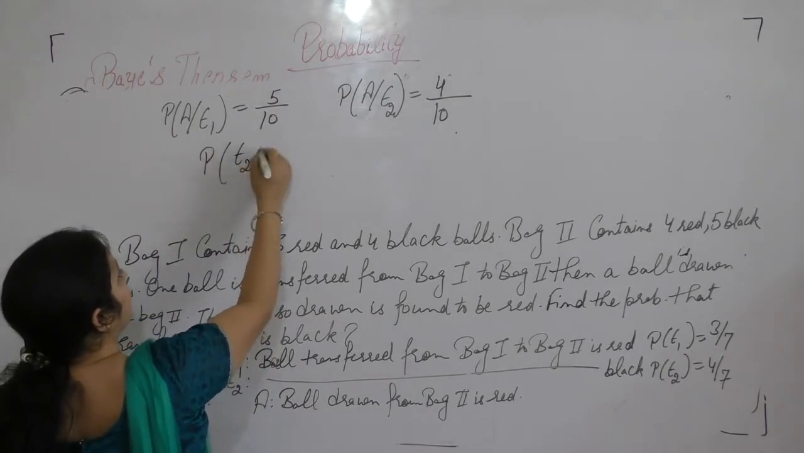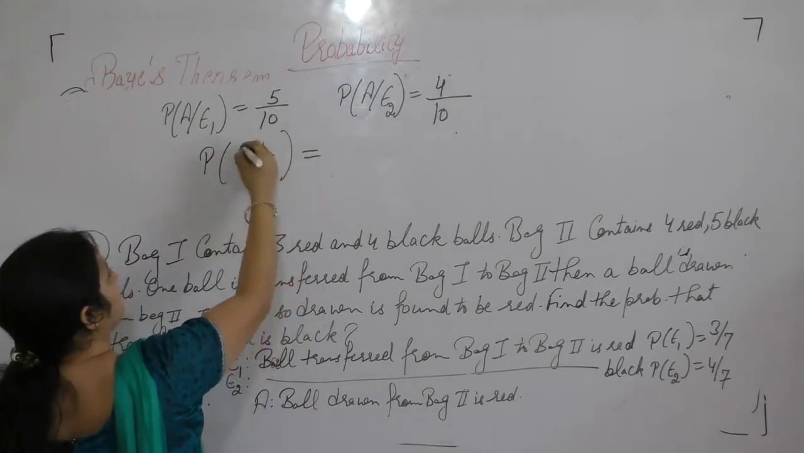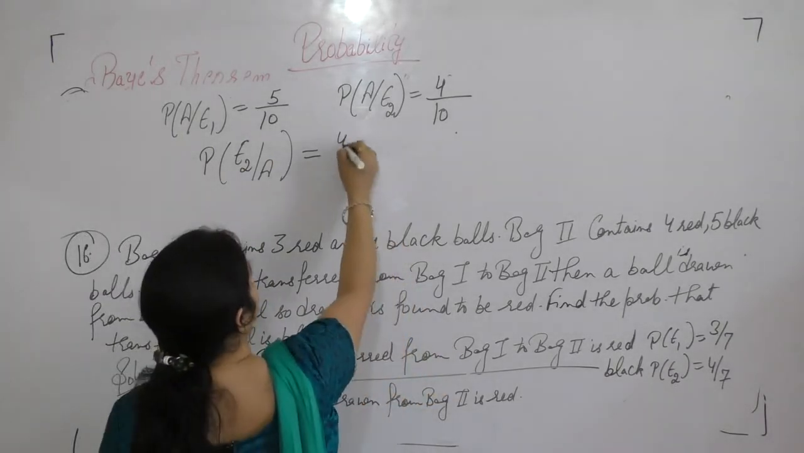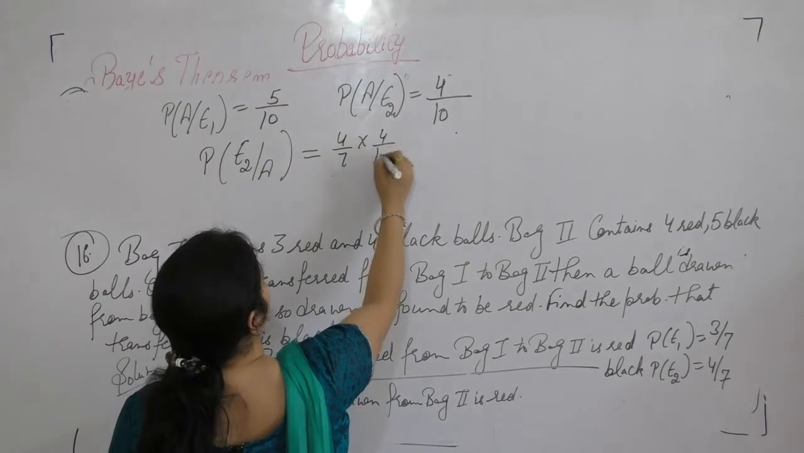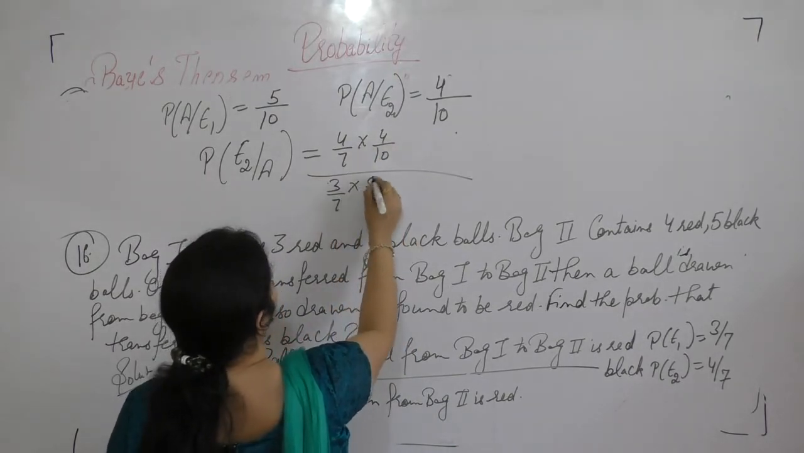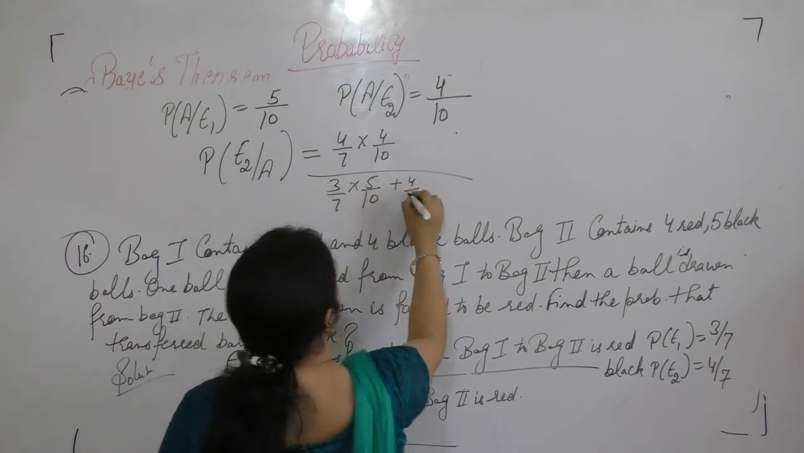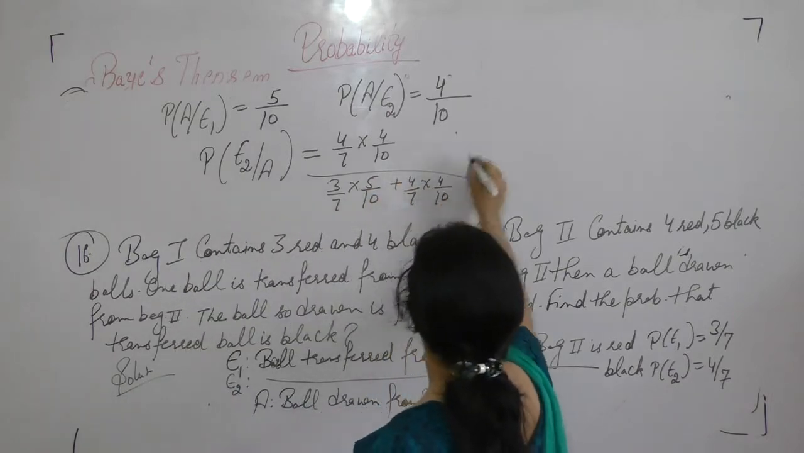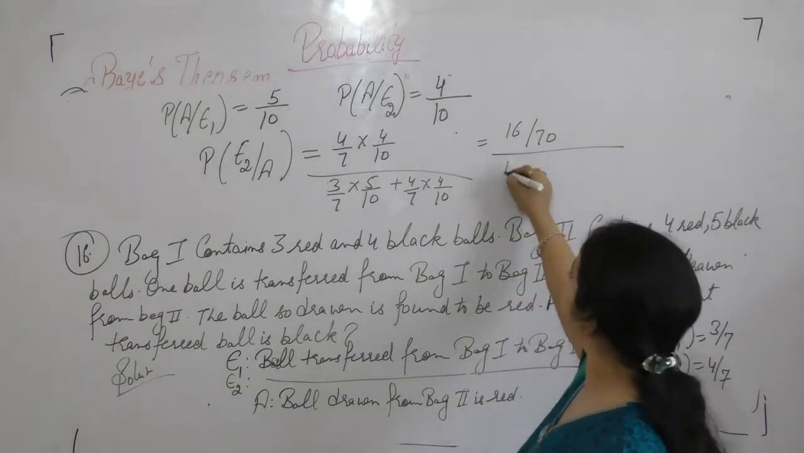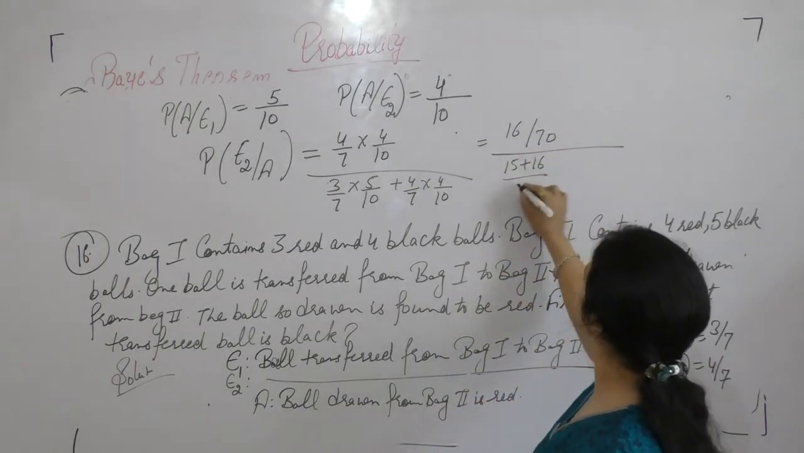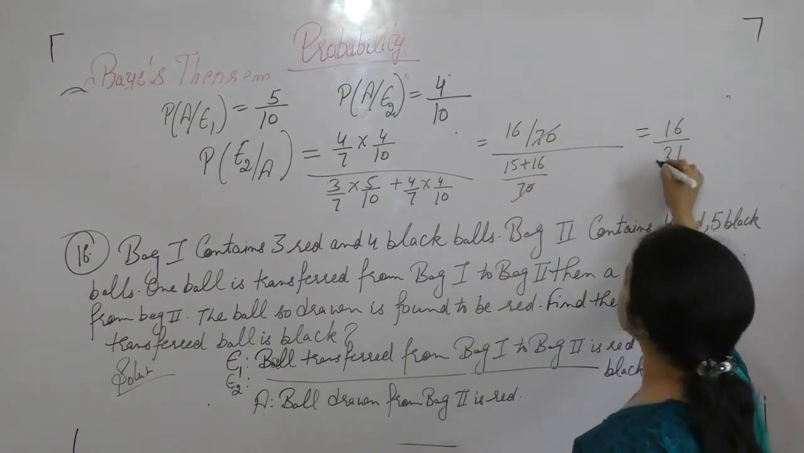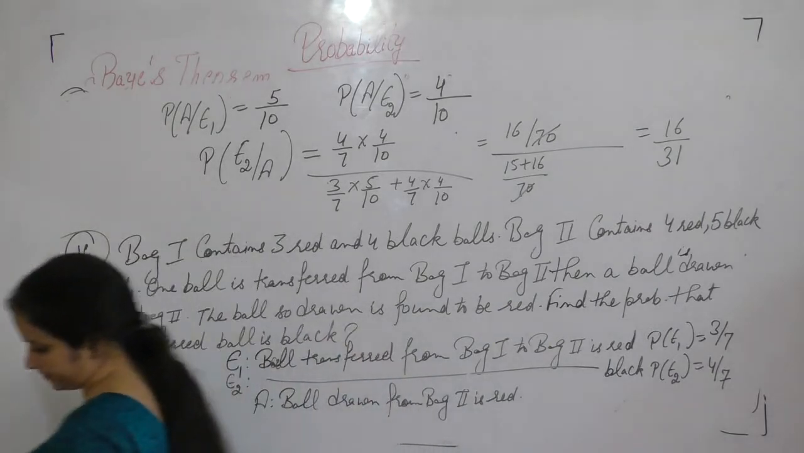Now what we want to find? Probability E2 upon A. Second बैग में से बॉल ड्रॉ की गई है. Probability of E2, A upon E2. Probability of E1, A upon E1. E2, A upon E2. 16 upon 70. 15 plus 16 upon 70. 16 upon 31.